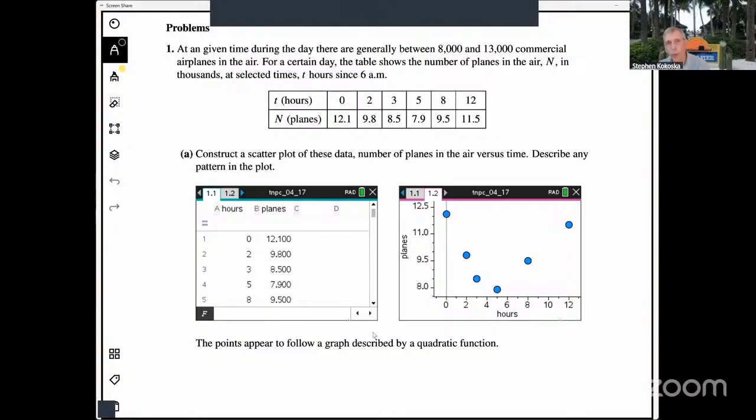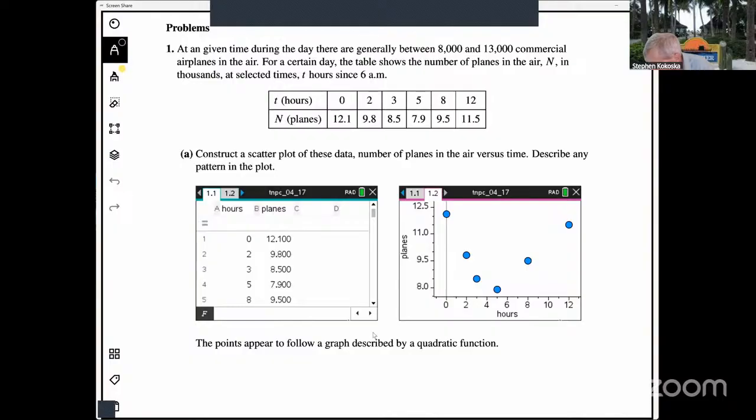And the first thing we're going to do here is to construct a scatter plot of the number of planes in the air versus time. And let's describe any pattern that we might see. So this is really very easy and, I think, intuitive to do on the TI-Nspire. I can go directly into a lists and spreadsheet page, and I put all the values of T in this first column here.